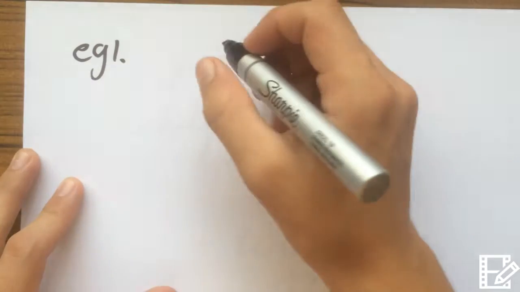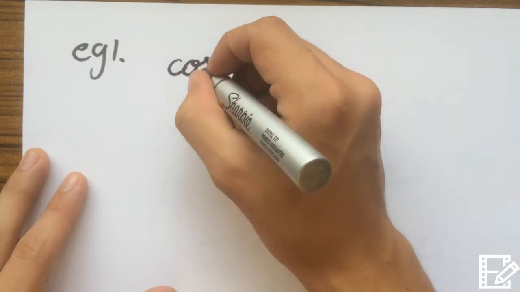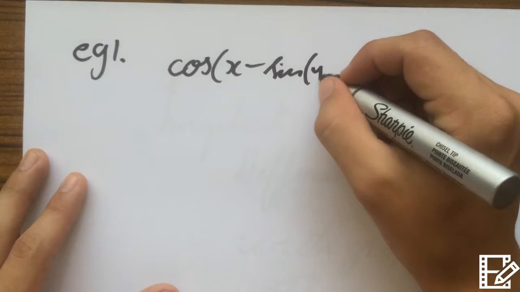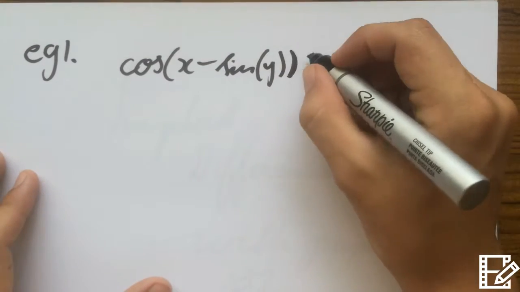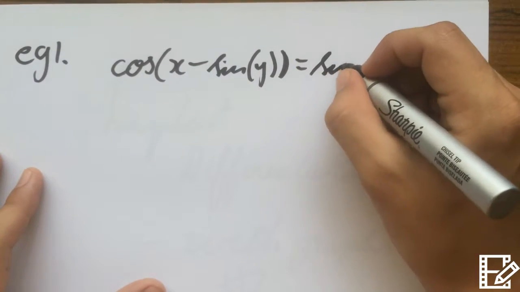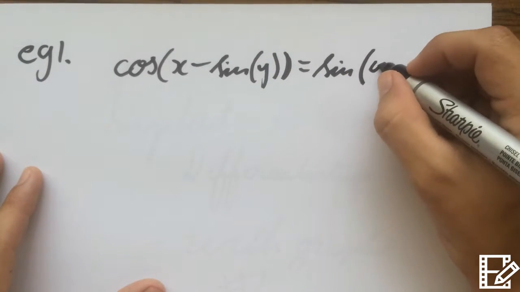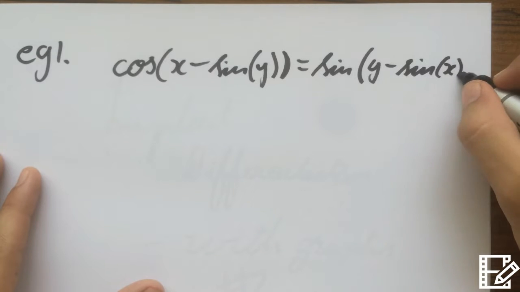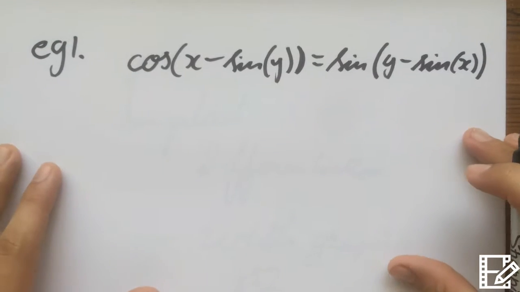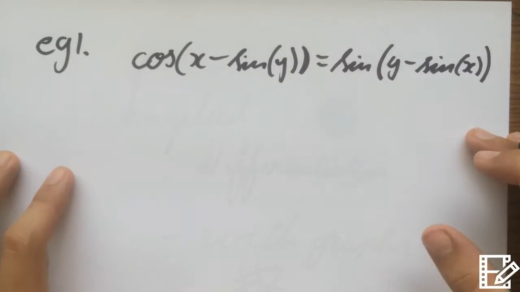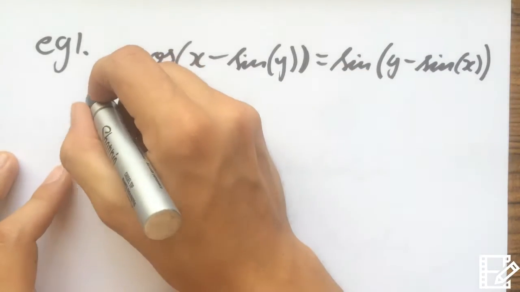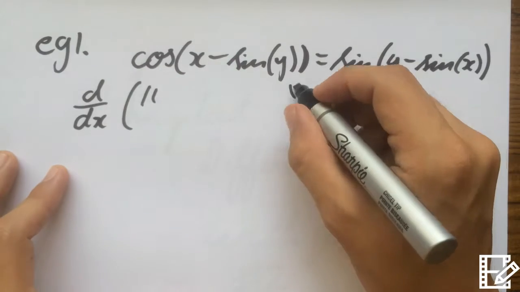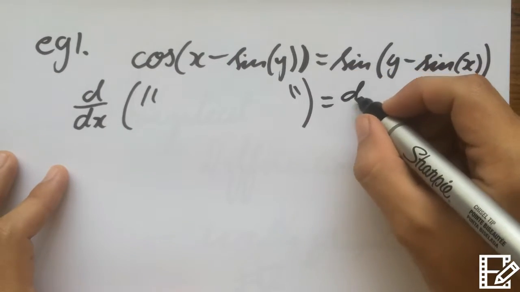So example 1. It said cosine of x minus sine of y equals sine of y minus sine of x. Okay, so just like usual, find the derivative of both sides. I'm not going to rewrite it, I'm just going to use quotation marks to signify.